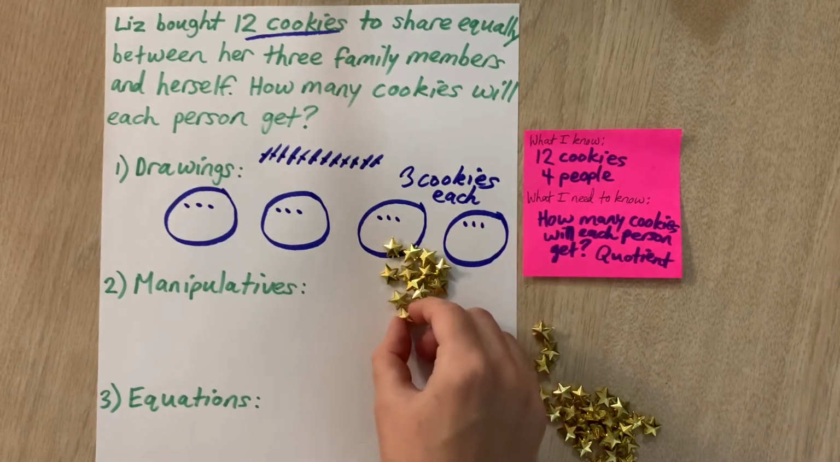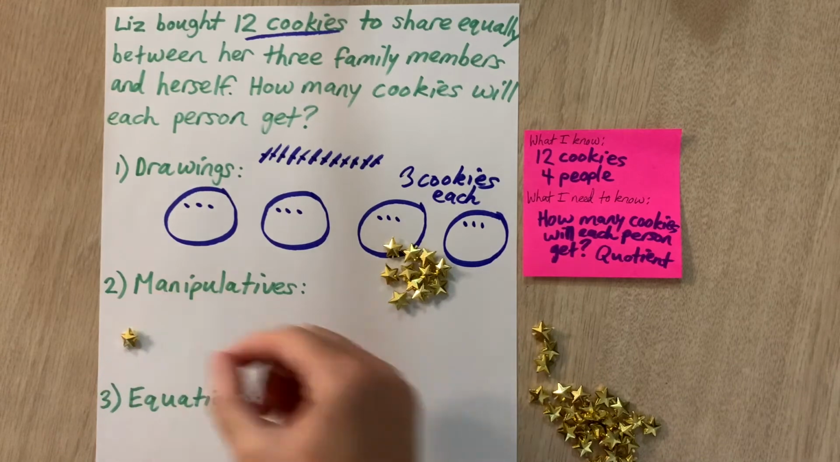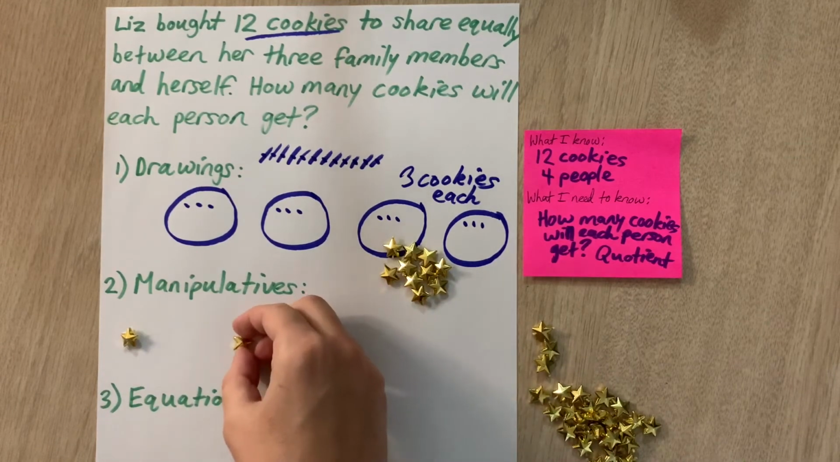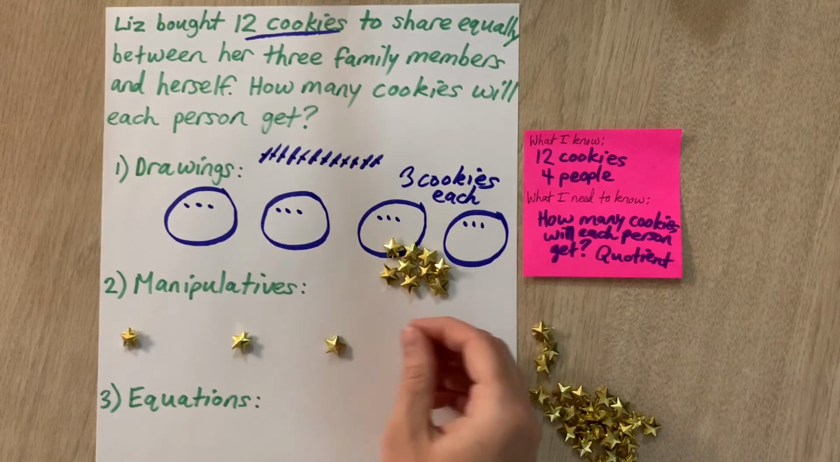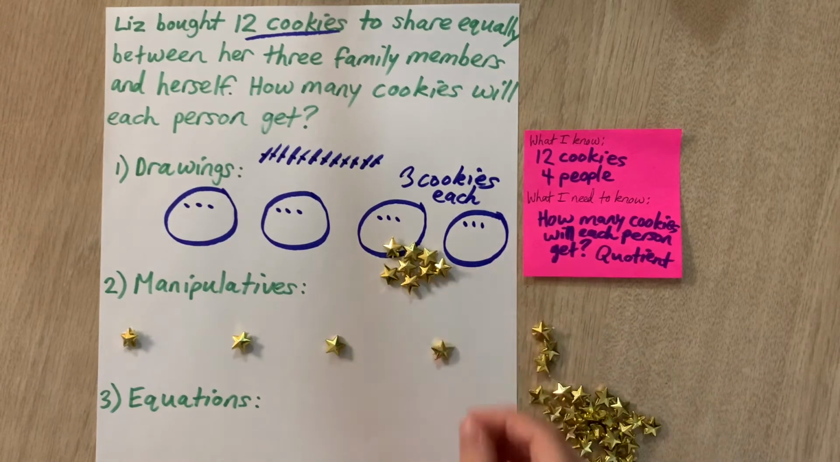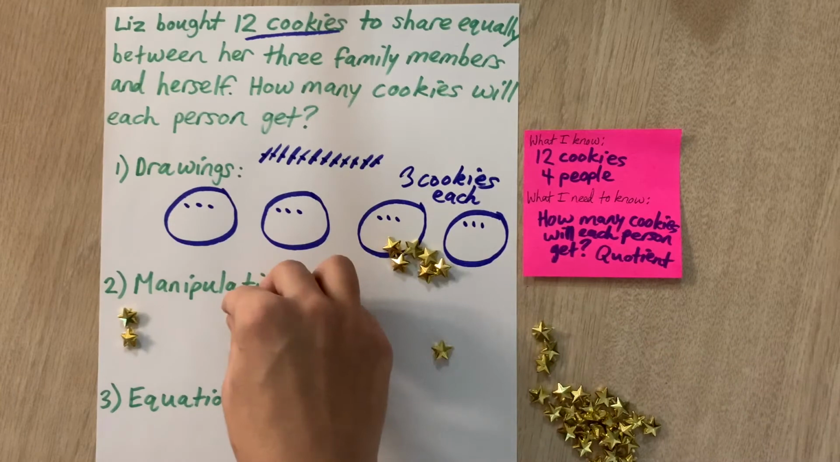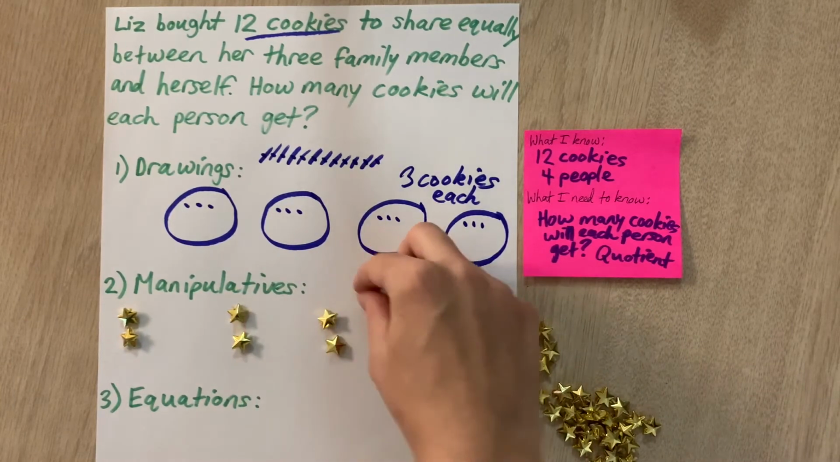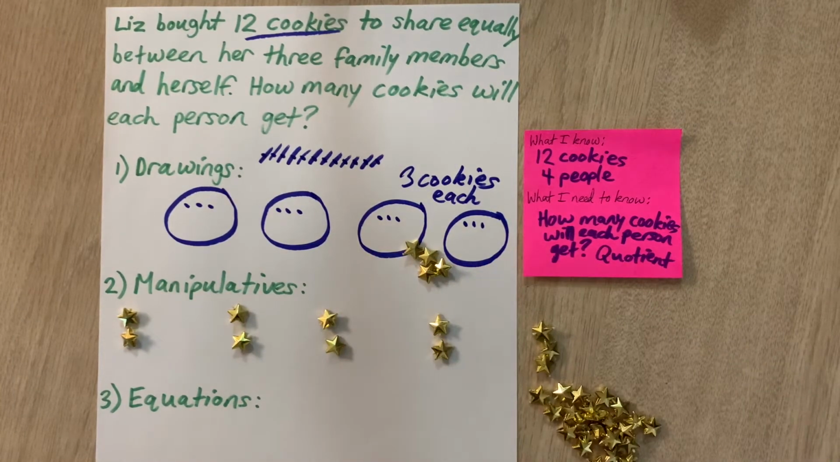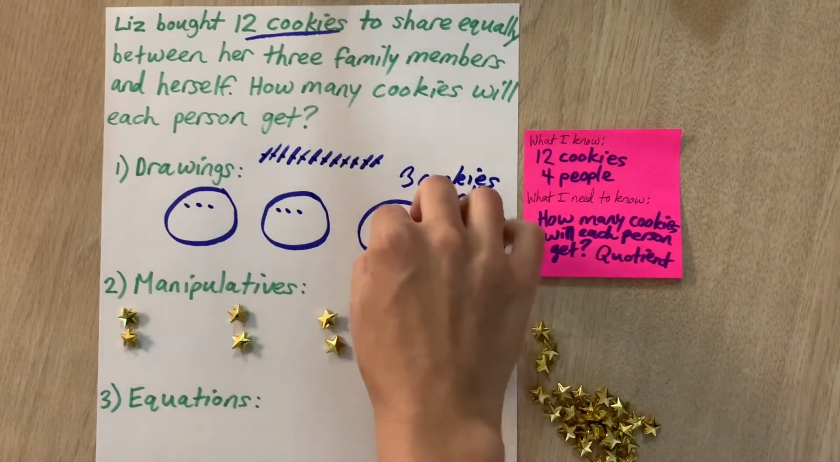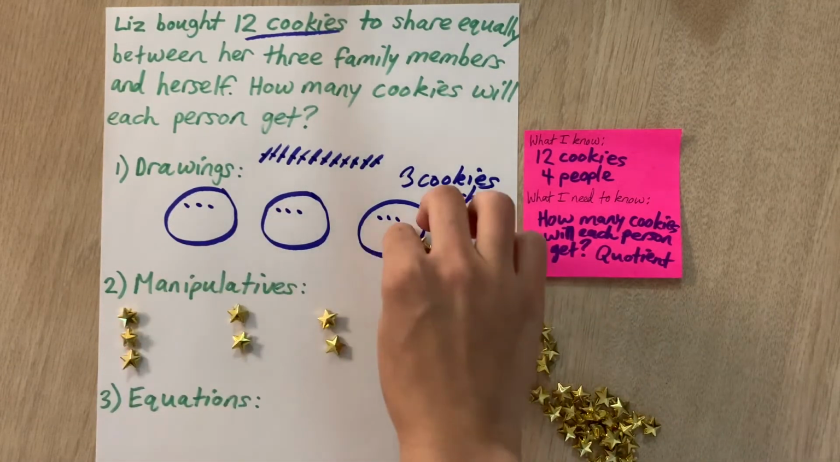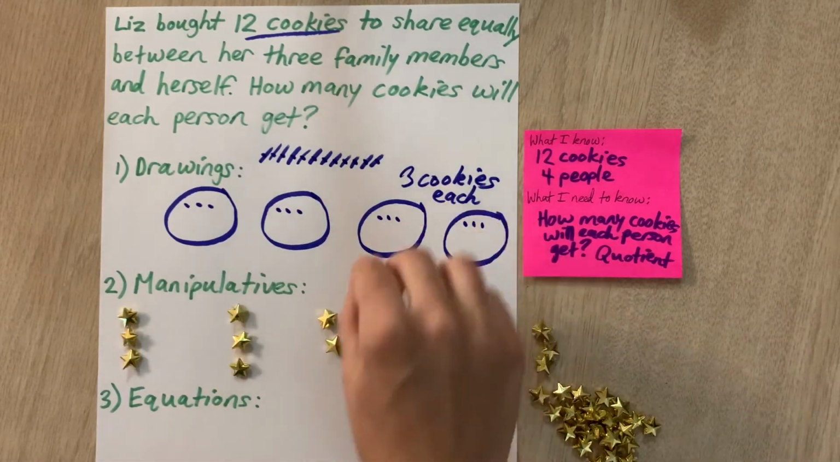So I'm going to put a first star in my first group, and a first star in my second group, and a first star in my third group, and a first star in my fourth group. Let's do the same with a second star for each group, and you can do the same using your manipulatives. After that, we're going to try for a third star or third cookie in each group.